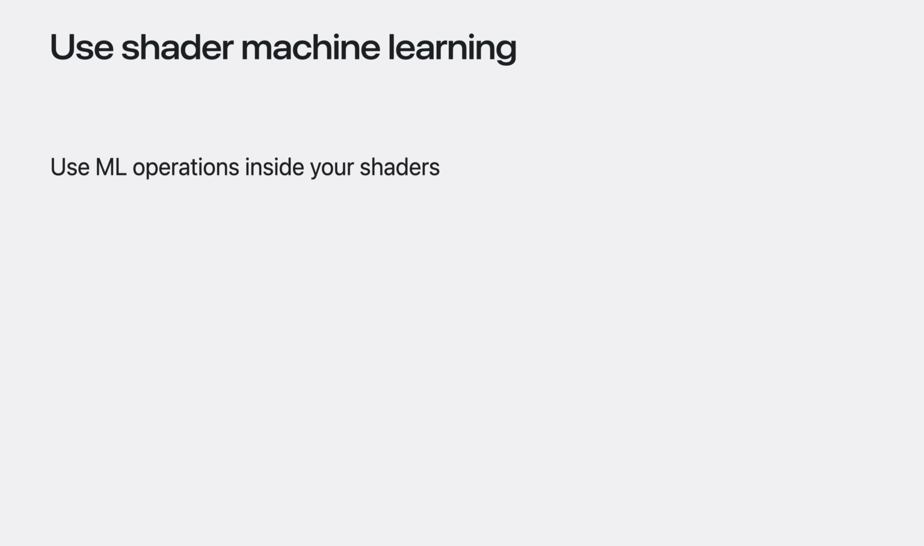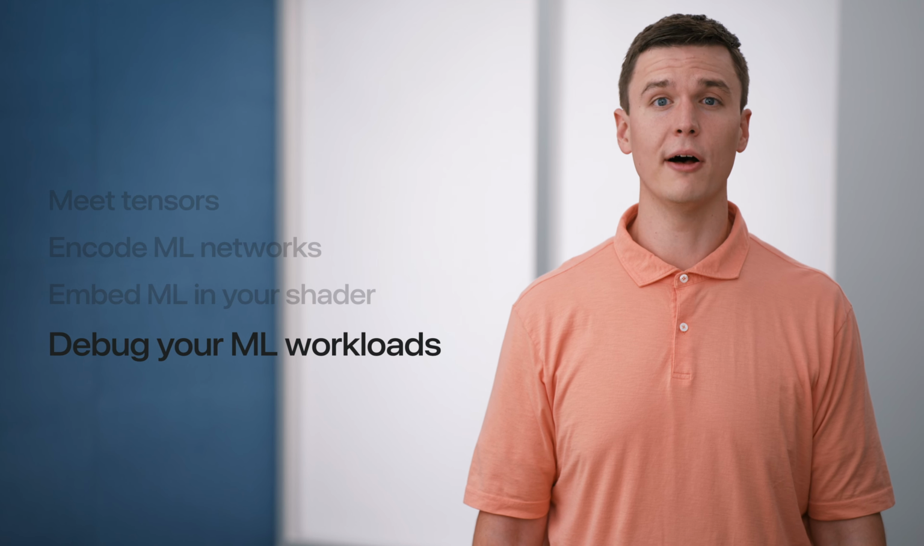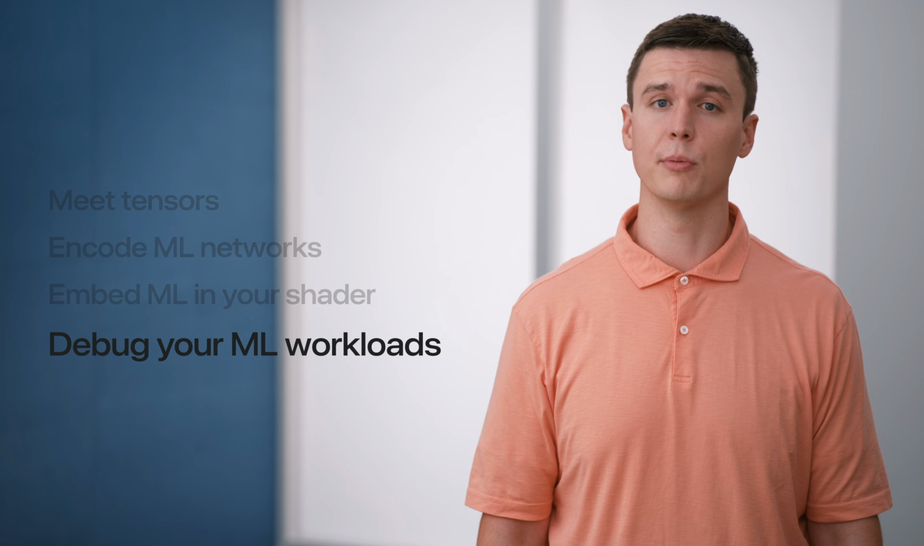To summarize, you can now perform ML operations like matrix multiplication and convolution in your own shaders. Shader ML makes it easy to perform multiple ML operations in a single shader. This is cache-friendly, requires less dispatches, and uses less memory bandwidth, especially when using smaller networks. And Shader ML gives you the fine-grained control you need to create custom operations. It's never been easier to implement cutting-edge ML techniques in your Metal apps. And that's how you can use Shader ML to embed neural networks into your shader program.